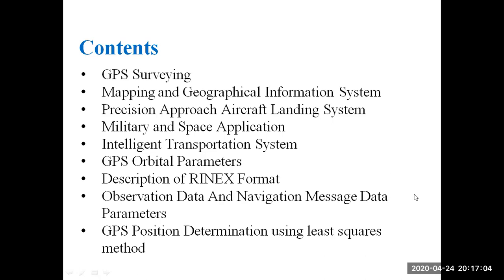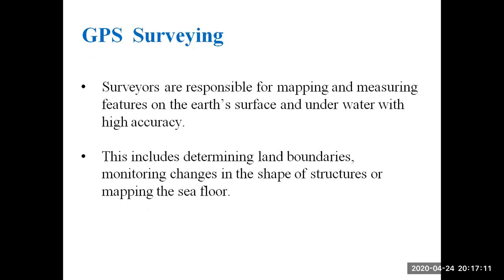In this session, I'll be discussing the first application of GPS, that is GPS surveying. First of all, what do you mean by surveying? Surveying is a science of measurements of the surface of the earth. In this, we find out the position of the objects or points on the surface of the earth or near the surface of the earth. We do surveying in order to prepare the map or plan of the area.